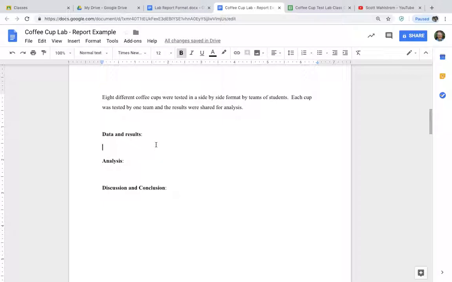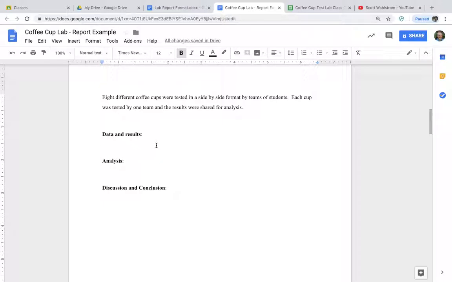We might want to say that the class's data was combined into a single table that is being presented below. Tell them what your cup number was. I think it's important for them to know which cup you completed. This is a great place to do that. My group completed the data for cup 5. Other students did all of the other 7 cups. And things like that. That would be your data and results.